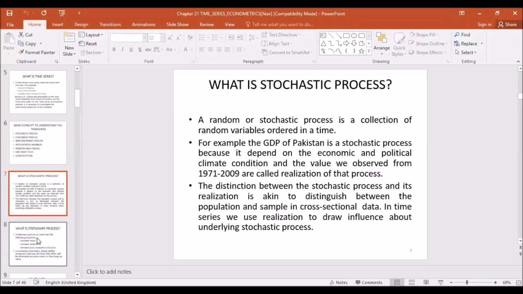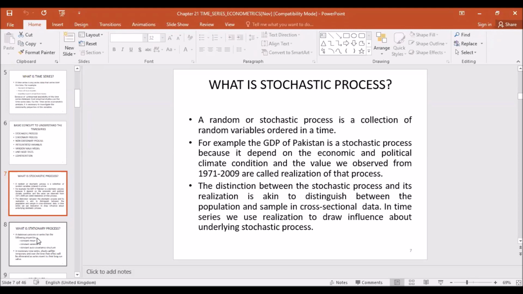So first, let us look at the random walk phenomenon. What is a stochastic process? What is a random or stochastic process?